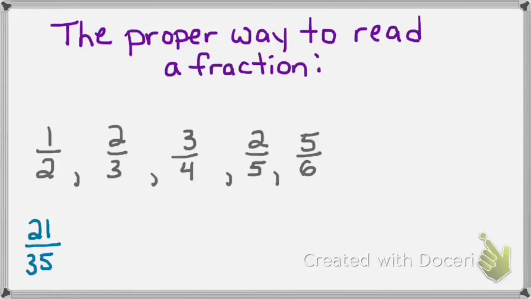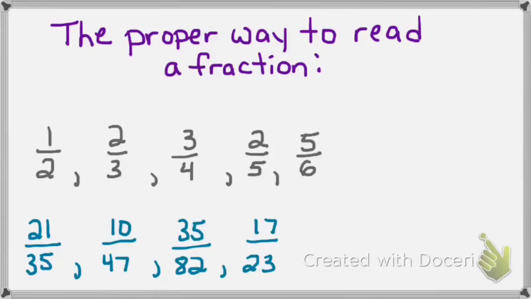21 over 35. 21 stays the same. Denominator, if I was 35 in line, you would say I was 35th in line. So it's 21 35ths. 10 over 47. 10 stays the same. If I was number 47 in line, you would say I was 47th in line. So it's 10 47ths. 35 over 82. We read 35. And if I was number 82 in line, you would say I was the 82nd person in line. So it's 35 82nds.